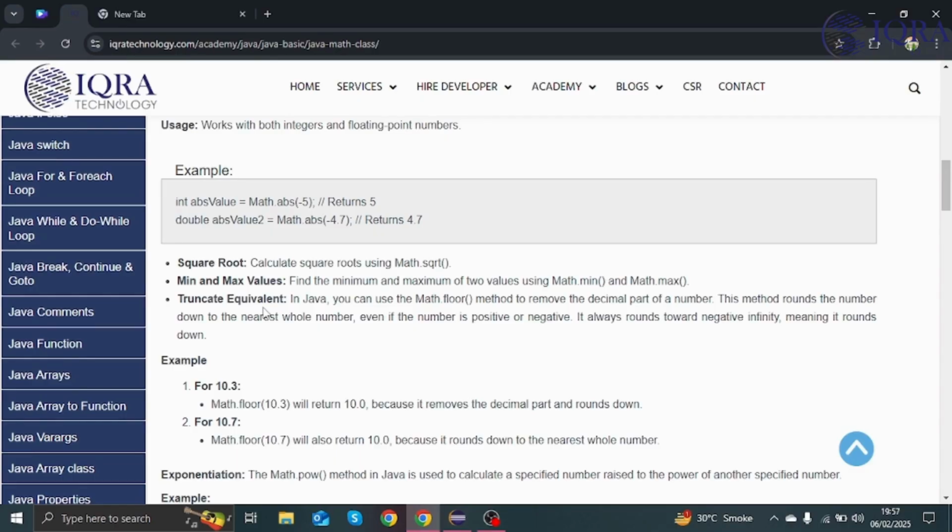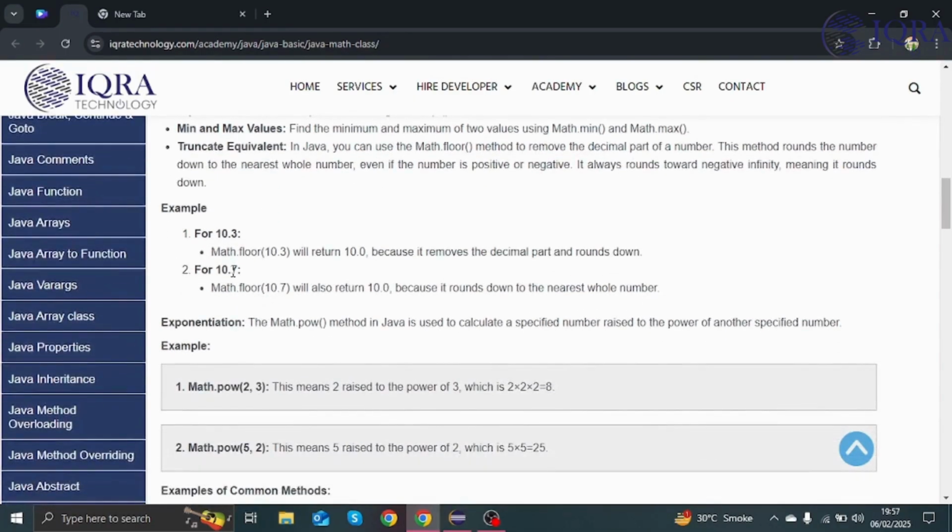Even if the number is positive or negative, it always rounds toward negative infinity, meaning it rounds down. Did you understand? For example, if we have 10.3 or 10.7, it doesn't care what number is present after the decimal, it will round down to the nearest integer below.